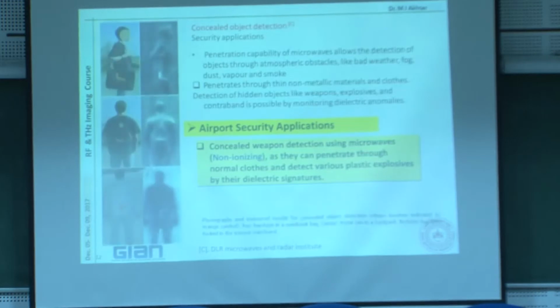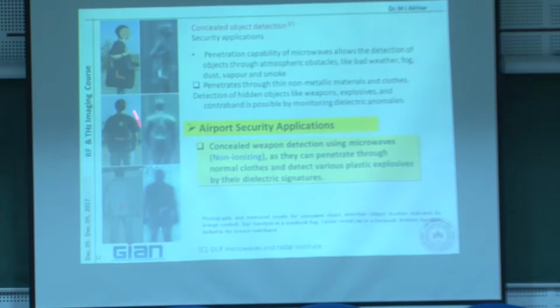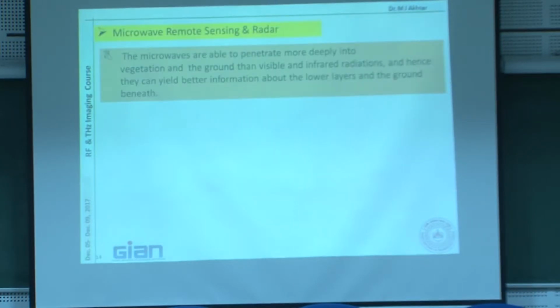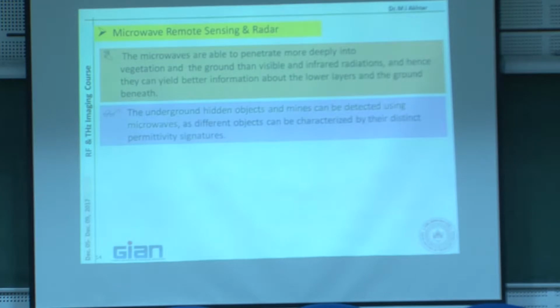So airport security is something people have been trying: you are walking through this and something is hidden inside, and you are able to get the image. People have been using millimeter wave scanners for this. If you want to look, it is already available on the web. As compared to, for example, infrared or visible, microwaves are preferred because they can penetrate more. And as I mentioned, they can detect underground hidden objects, and even plastic.